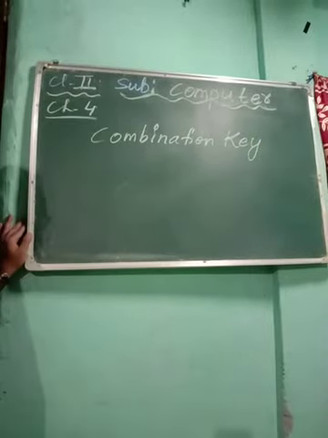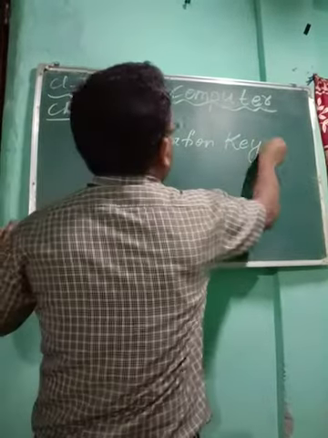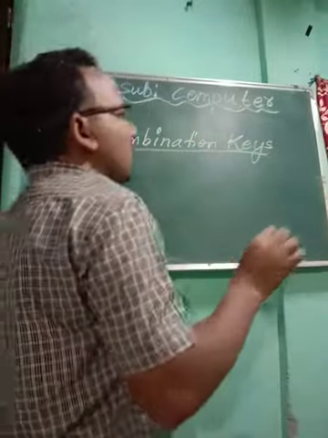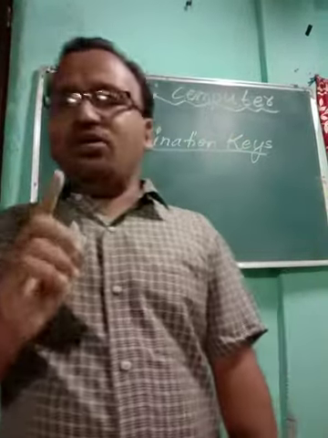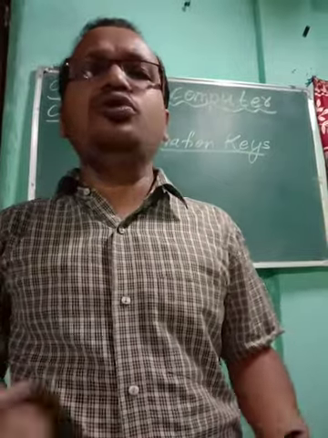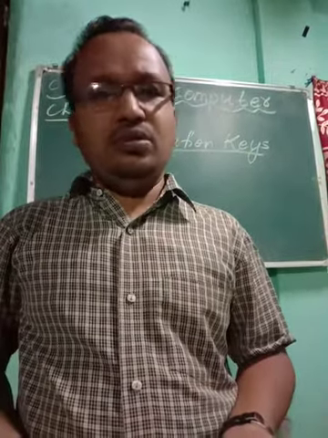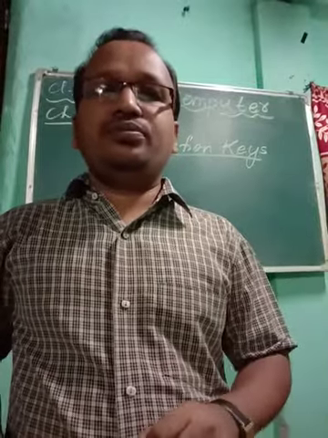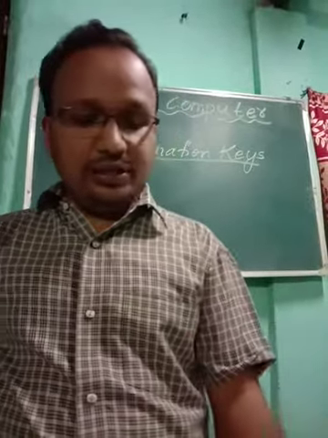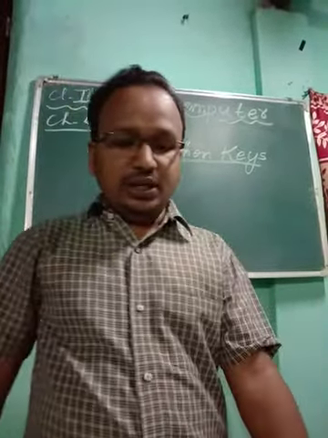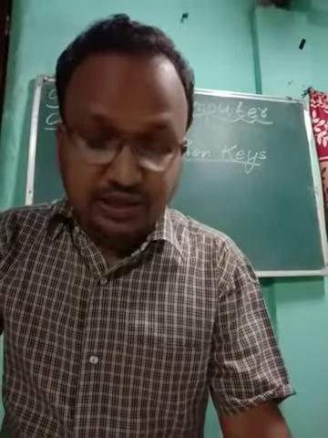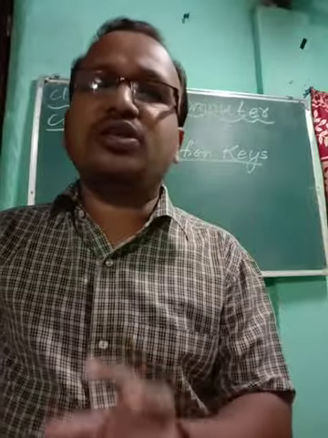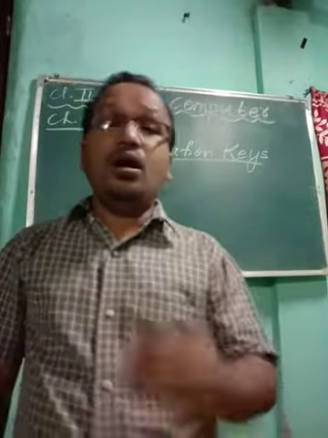Now you see in combination keys what is going to take place. Combination key means where we cannot use a single key, we have to use more than one. So two keys at a time we have to use. Combination keys are the keys that are used in combination with another key for doing any particular operation. Operation means for doing any particular work.